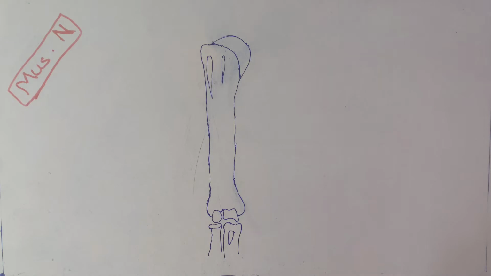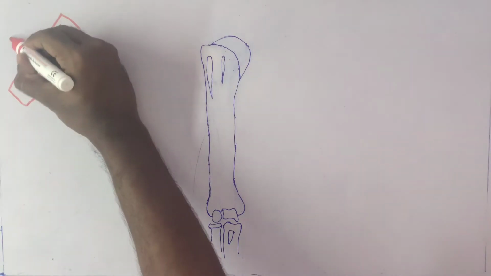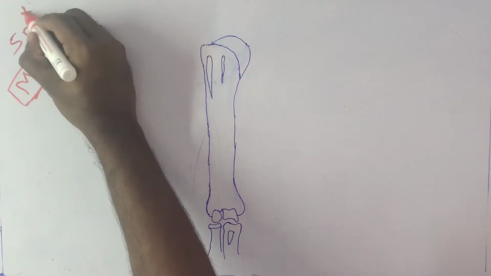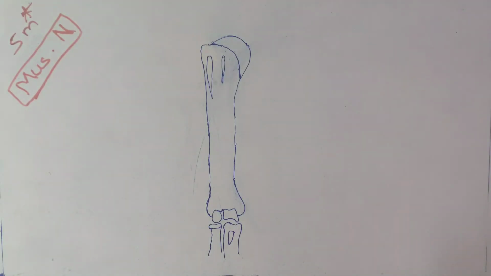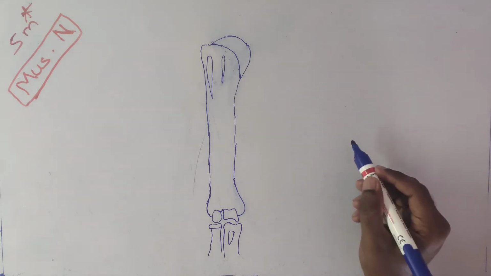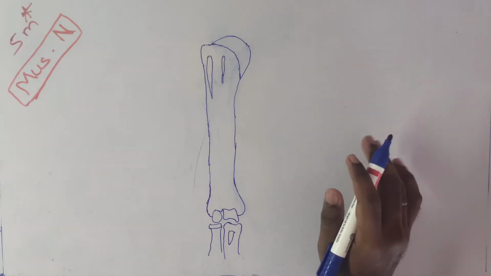Musculocutaneous nerve. This is important for 5 marks question. Very important for 5 marks question, frequently asked question. Next, coming to the features of this musculocutaneous nerve. It is the main nerve of front of arm.